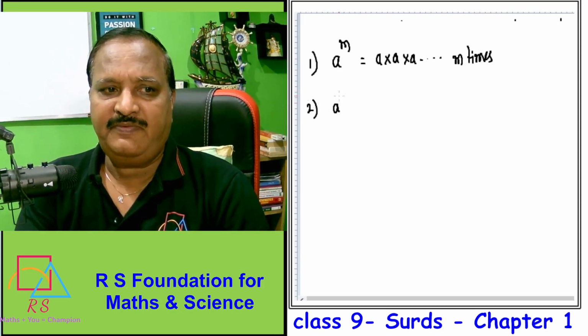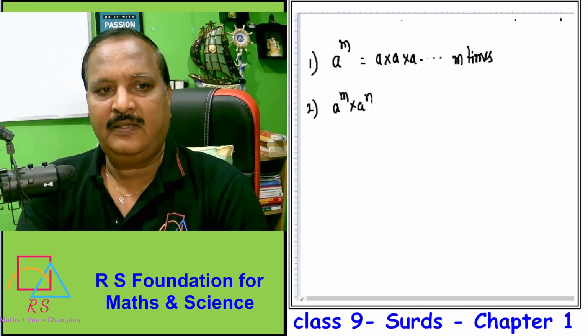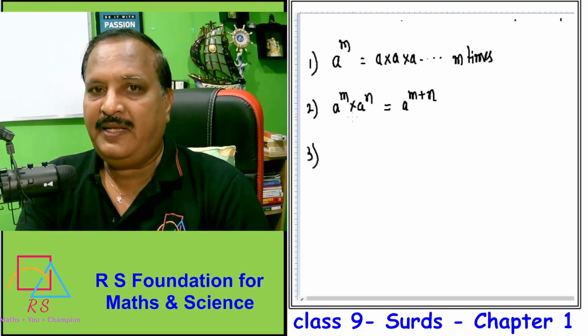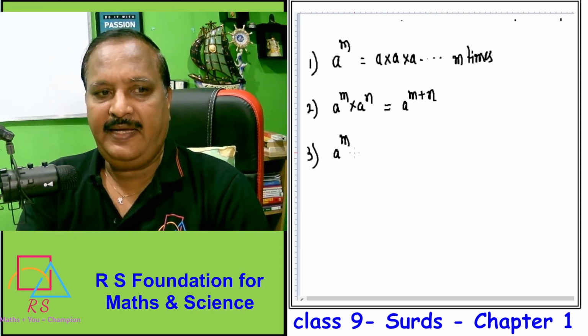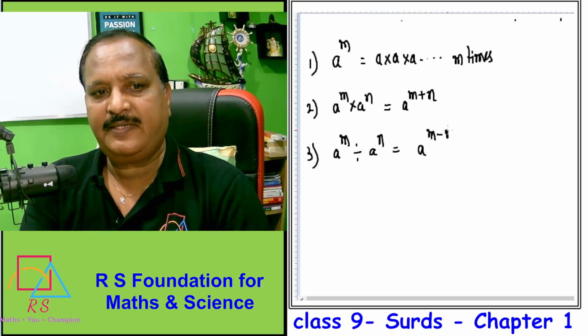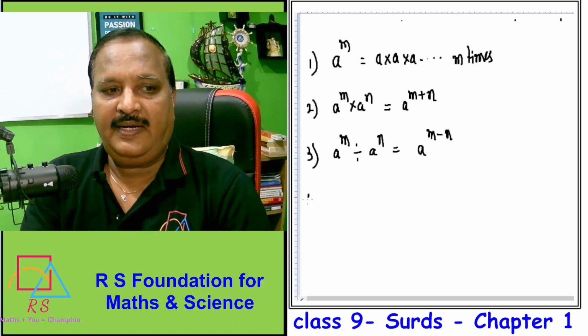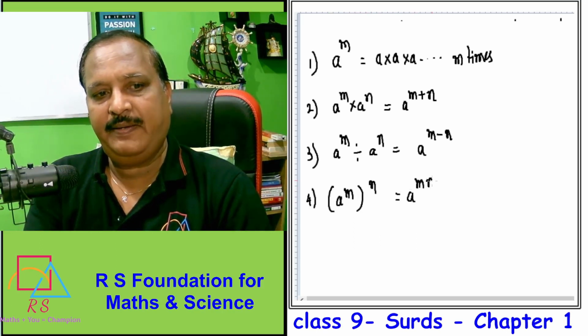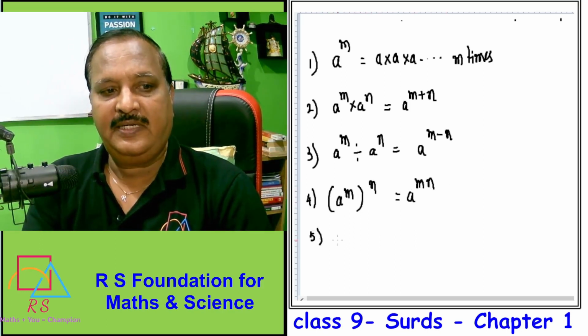Second law: if the bases are equal, then the powers can be added. In place of multiplication, if it is division, a to the power of m divided by a to the power of n, the bases are equal, so the powers will be subtracted. Then a to the power of m whole to the power of n, you can write as a to the power of mn.